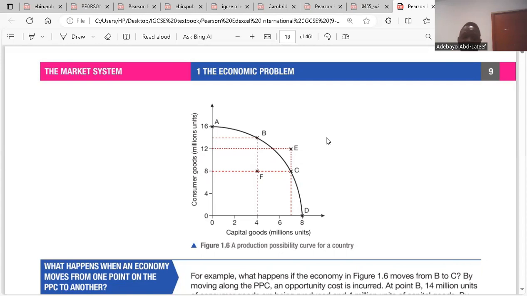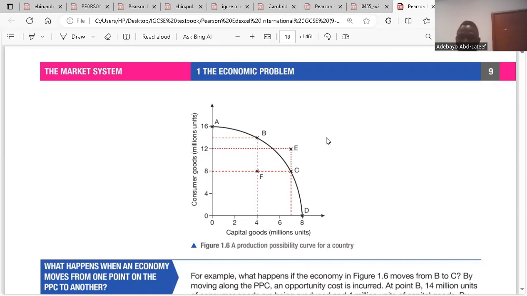At point F means that the economy is not producing to its full capacity. It can still produce more. Do you understand? That means all resources are not fully employed at point F. Is it clear? And we have the last point here, which is point E. The economy cannot produce at point E. Why? Because there's no resources to produce at that point.